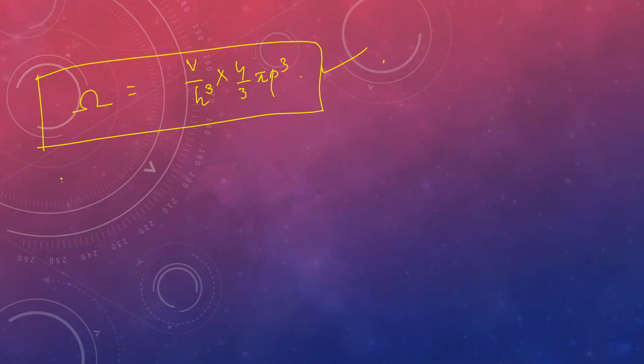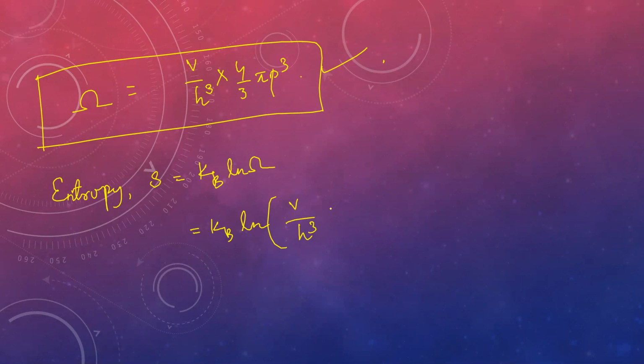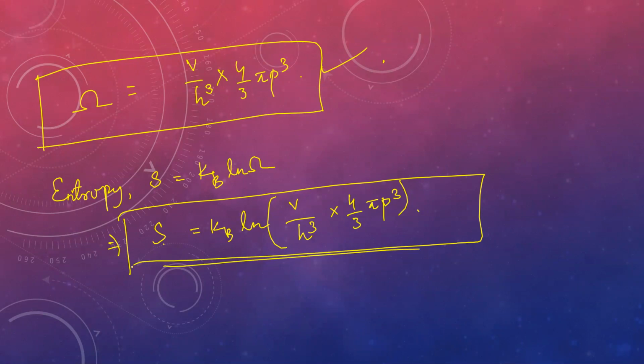Okay. Suppose you are asked entropy. What is entropy? Entropy S is equal to Kb, the Boltzmann constant, ln omega. Just put it there: Kb ln of V by hq into 4 by 3 pi pq. Is that alright? Okay. Yeah. Alright. So this is your question from phase space.